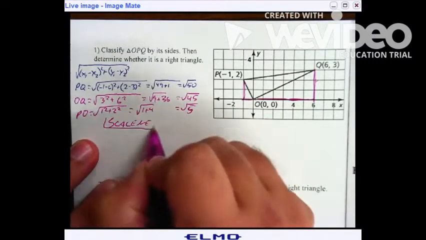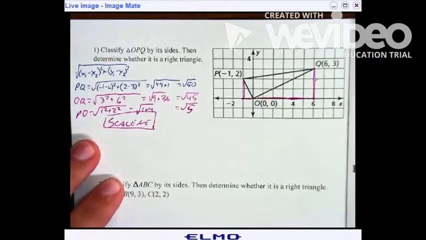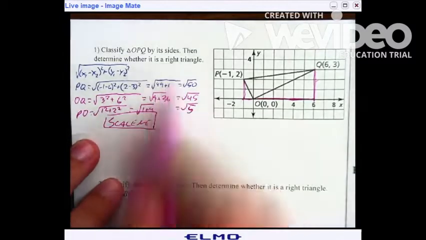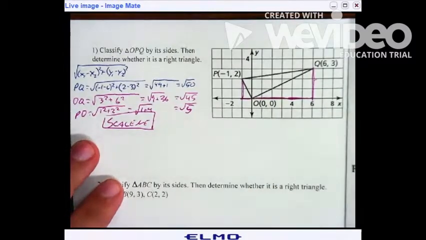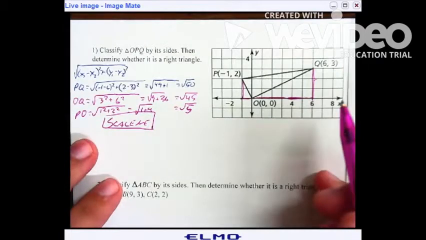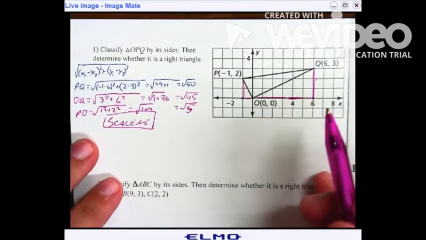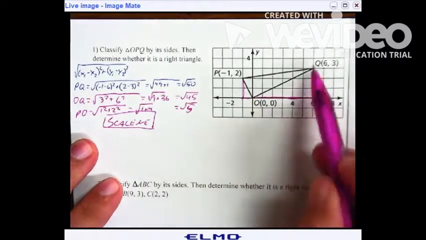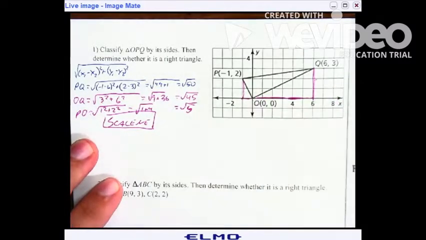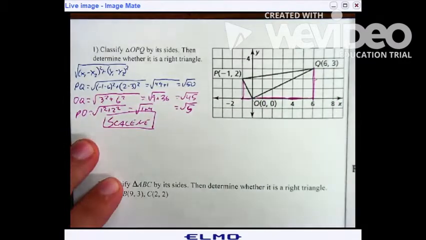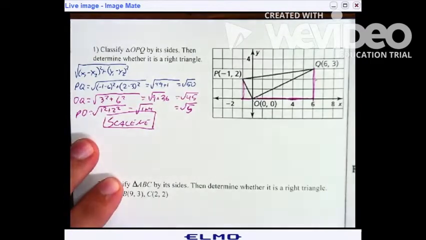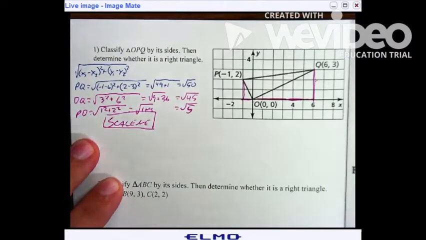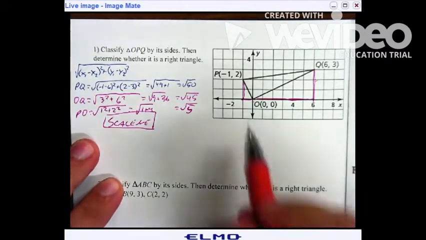Scalene. Now, we do need to know, is this a right triangle? Because it asks, is it a right triangle? So what we're going to do, we're going to look at our lines. Which of these lines could possibly form a right angle? And that would be segment PO and segment QO. Those might be a right angle. And to know how to do this, we're going to look and see, are they perpendicular? Right? Because perpendicular lines form right angles.